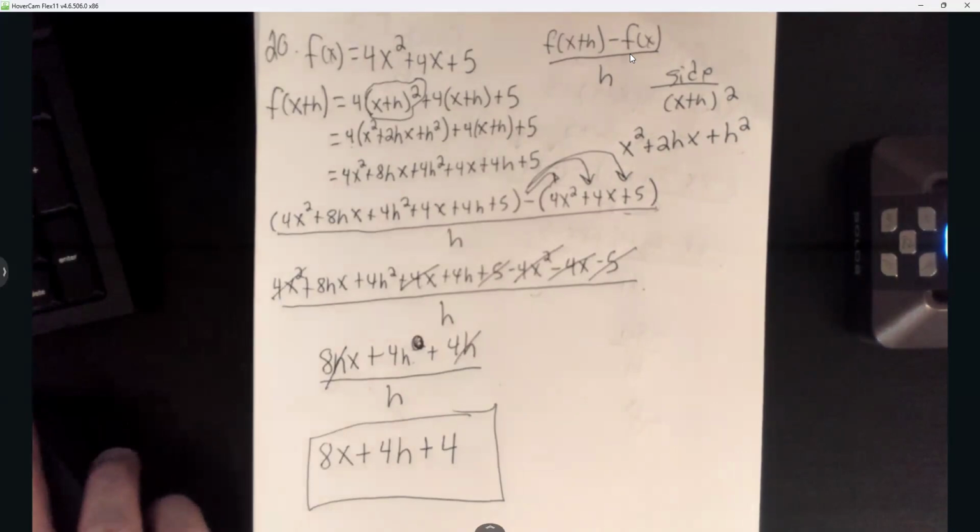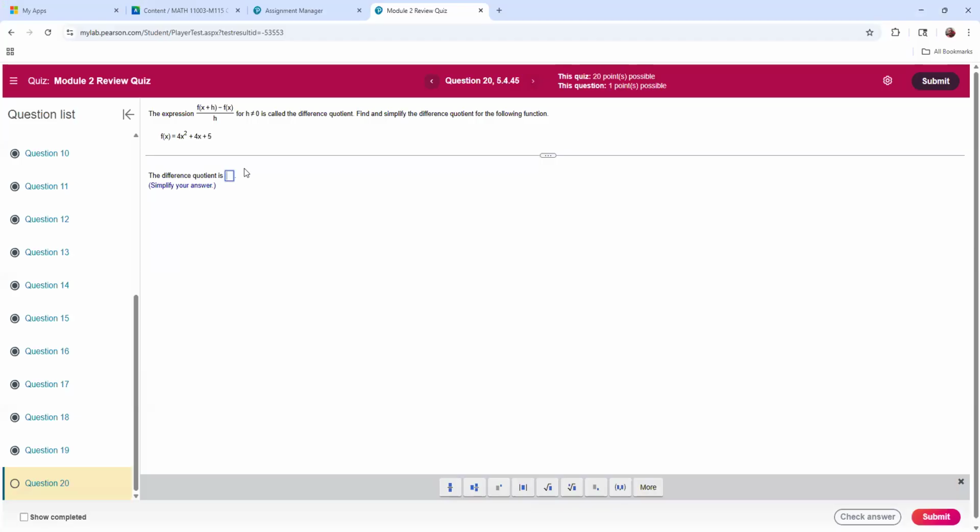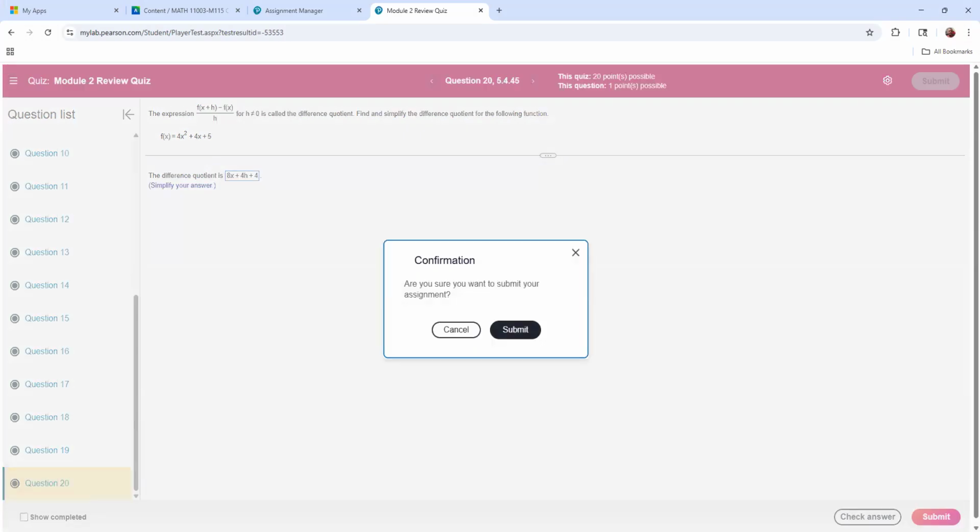All right, y'all, so we would go put that in now. So we had 8x plus 4h plus 4. Then we would what? You have to submit it and be done with it, okay?